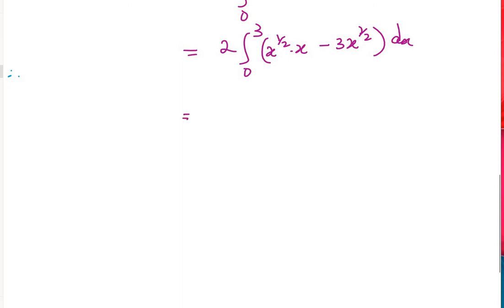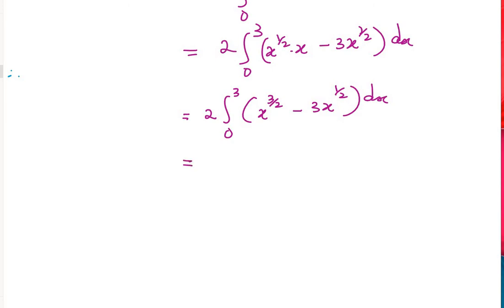And this is equal to 2 times the integral from 0 to 3. Then it will be x to the power 3/2. You can add the powers of this, it will be 1/2 plus 1. Take the LCM, it will be 3/2, minus 3x to the power 1/2 dx.